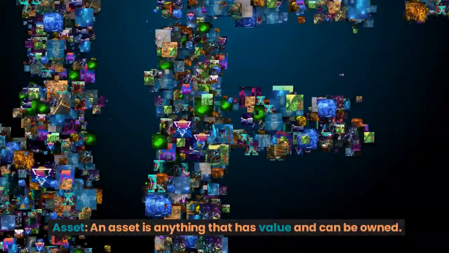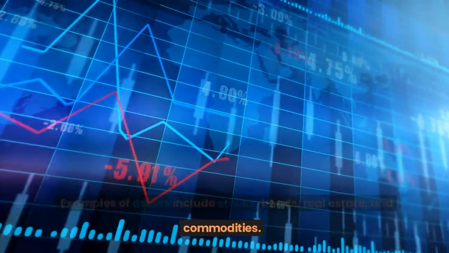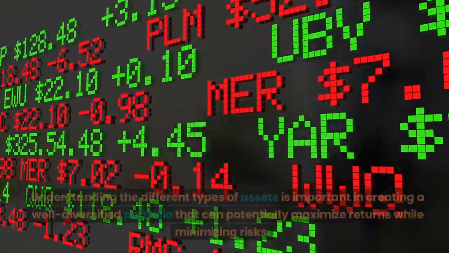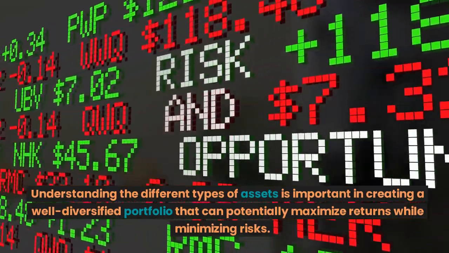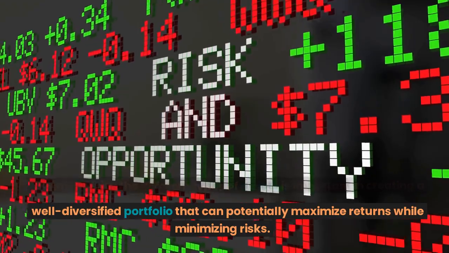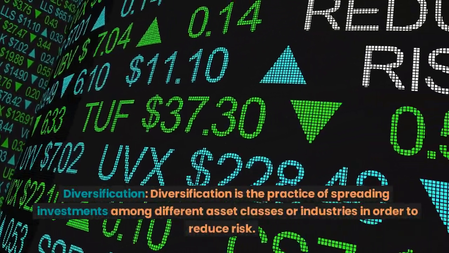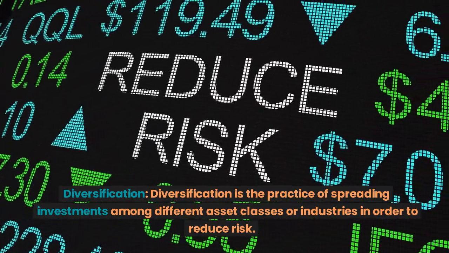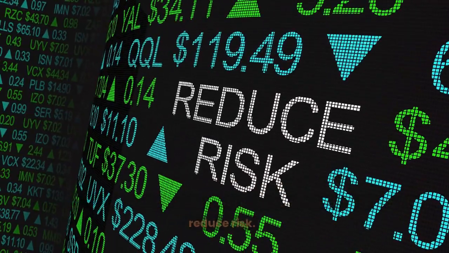Asset. An asset is anything that has value and can be owned. Examples of assets include stocks, bonds, real estate, and commodities. Understanding the different types of assets is important in creating a well-diversified portfolio that can potentially maximize returns while minimizing risks. Diversification. Diversification is the practice of spreading investments among different asset classes or industries in order to reduce risk.